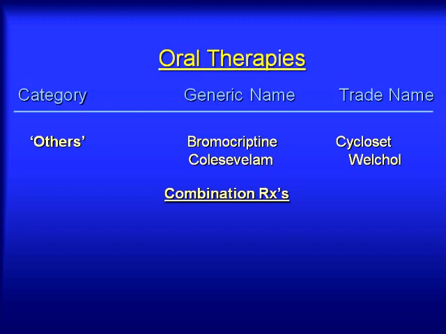Colicevalam, an old standby that's been around for a long time, also approved for treatment of diabetes. I've never used either of these. I have no idea. They did get approved. I guess they lower A1C. But these are some of the lists of medications that you get to pick from.